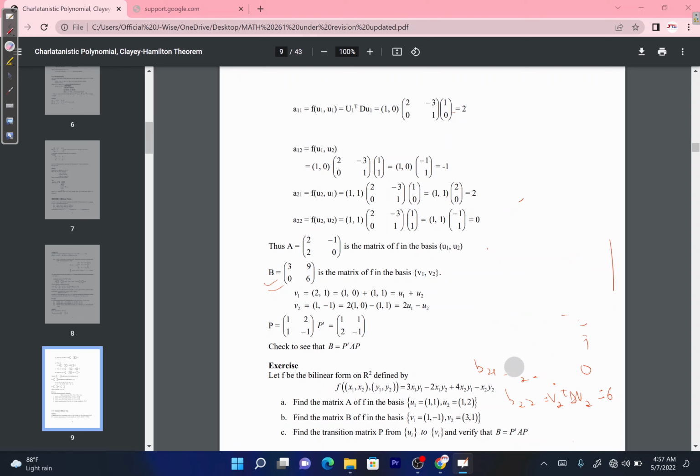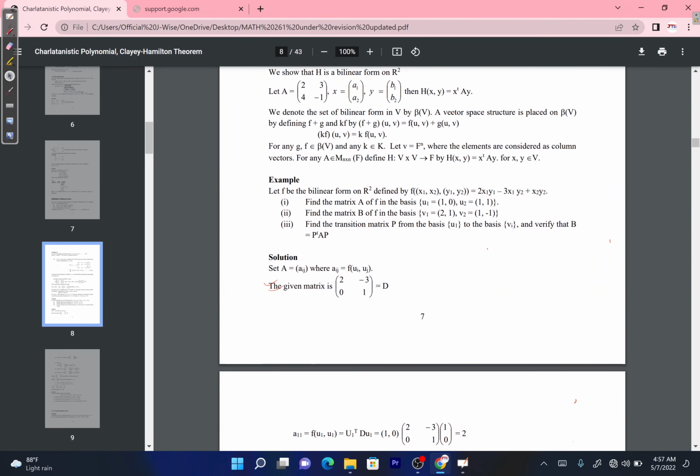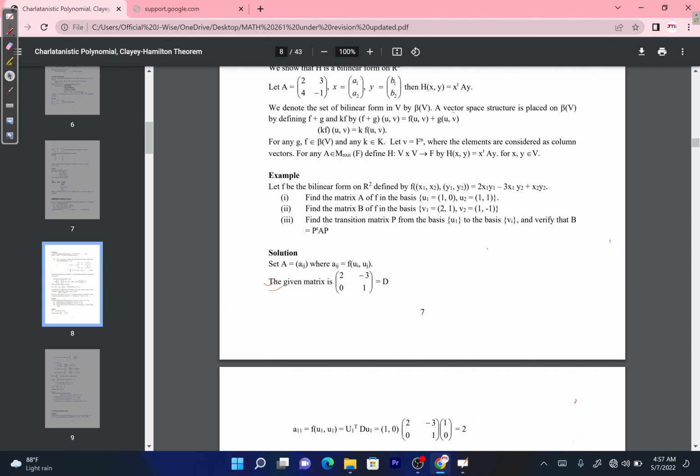Okay, here is the question. Let's read the question. So now we are to find the transition matrix P from the basis ui to vi, and we are to also verify that B equals P transpose AP. Okay, so first of all, let's form our transition matrix.